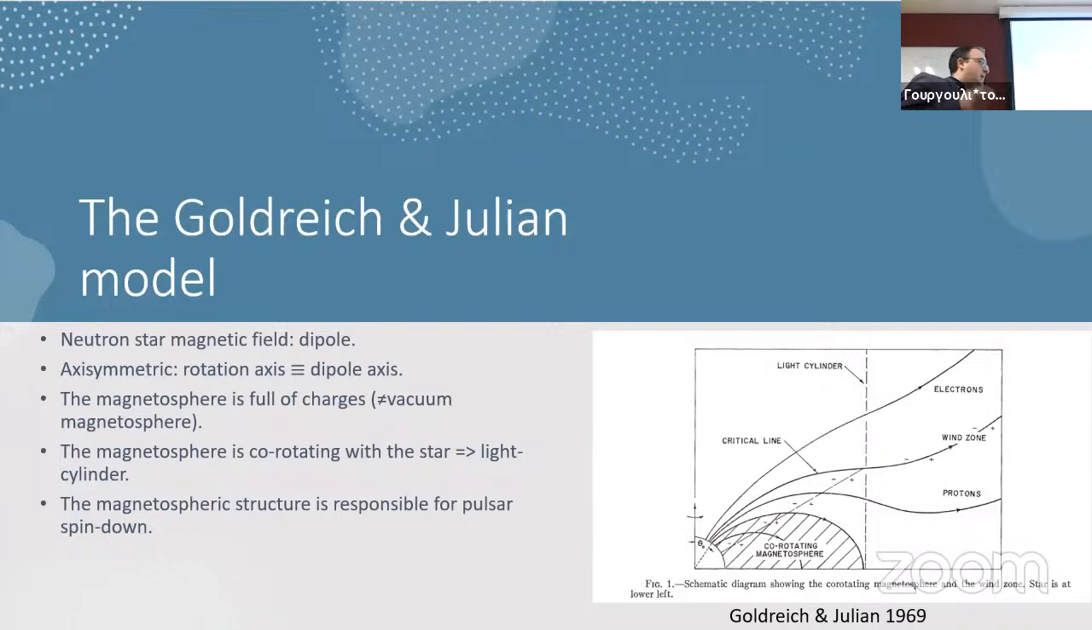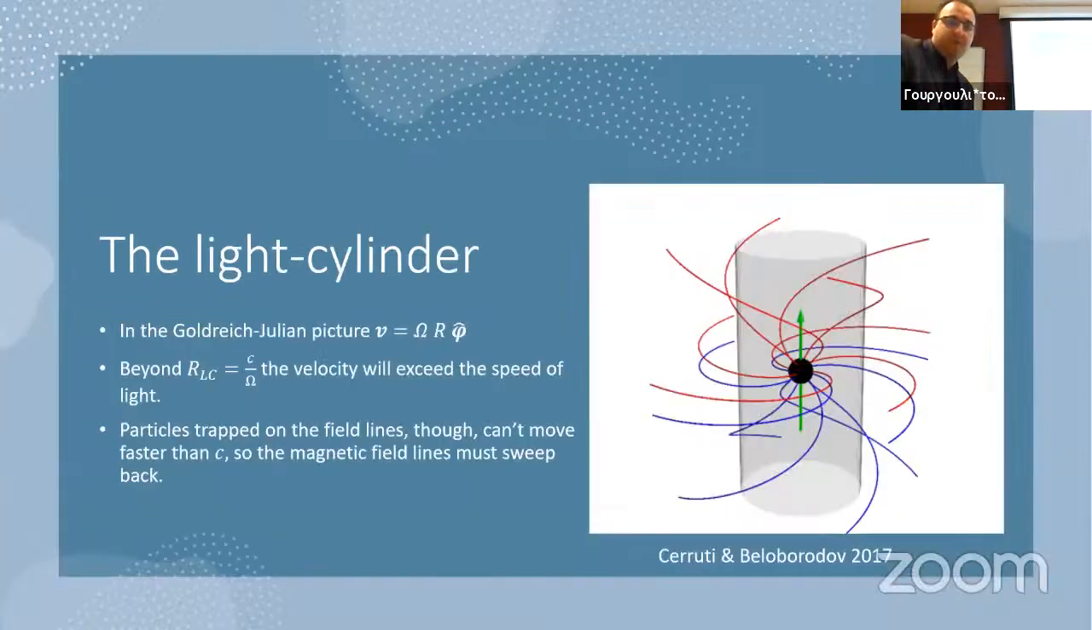The field lines that cross the light cylinder have a very different behavior, because as you can see, because of this co-rotation, the velocity of the field lines will be proportional to the angular velocity of the star and the axial distance from the axis. So if you think of the axis, the green line over here, you have this distance. Now, at some point, where this axial distance is the speed of light over omega, this velocity v will exceed the speed of light. We call this region the light cylinder.